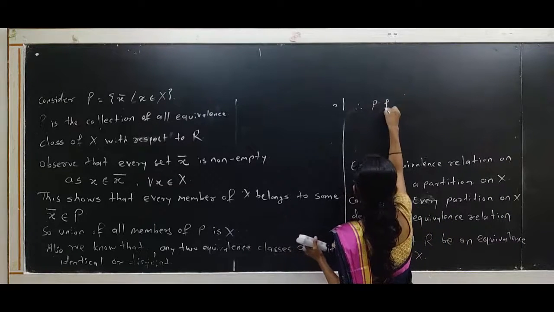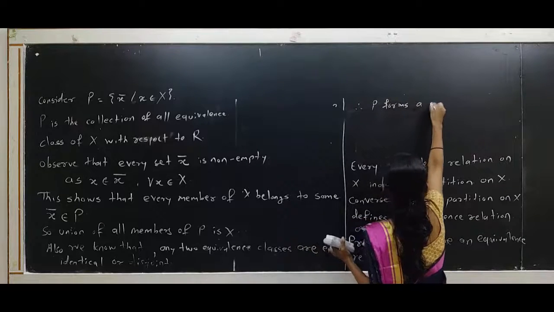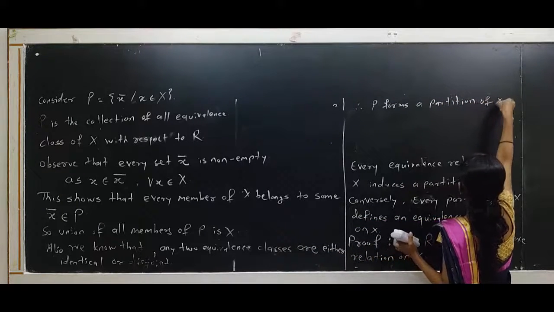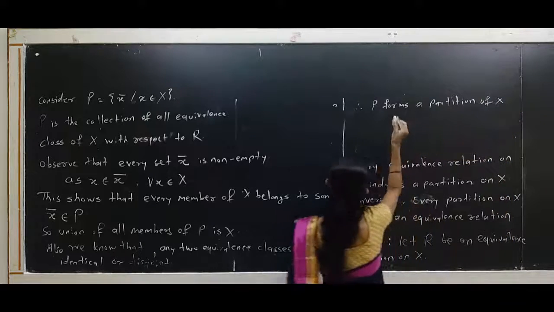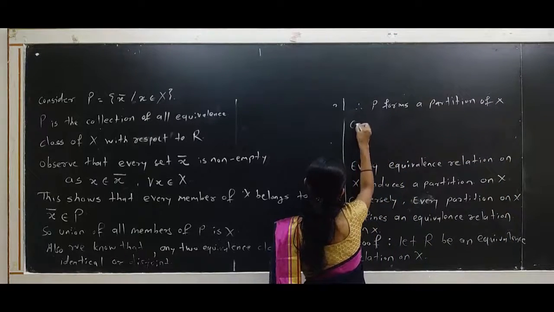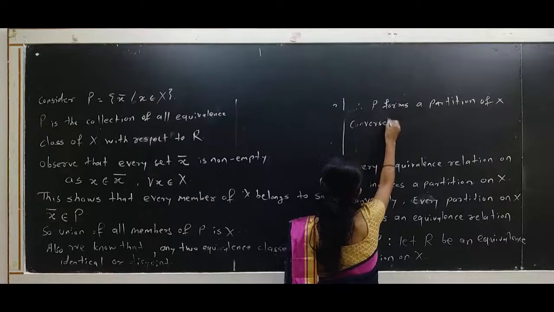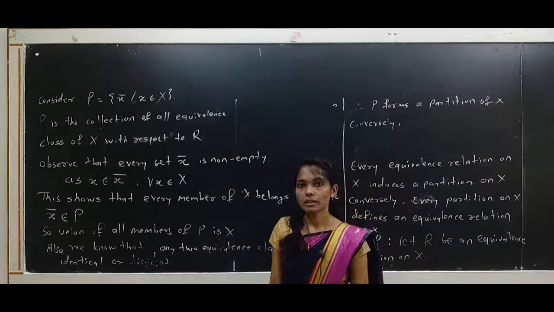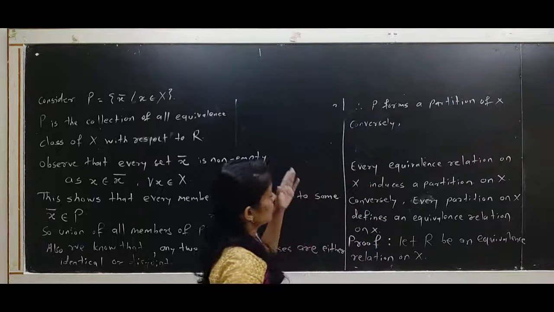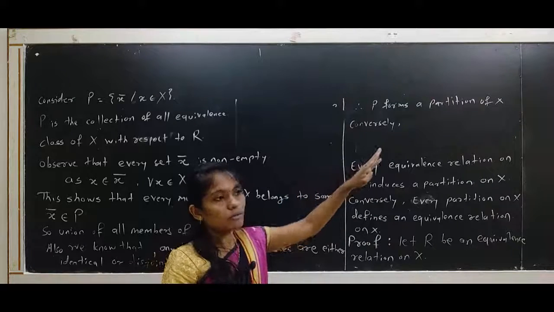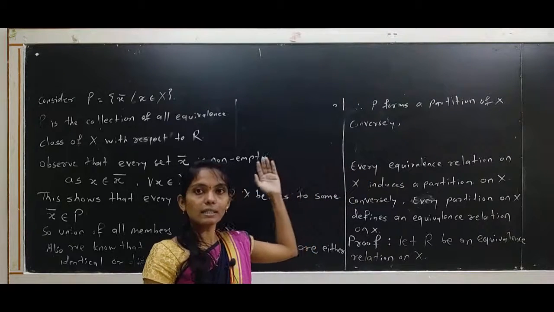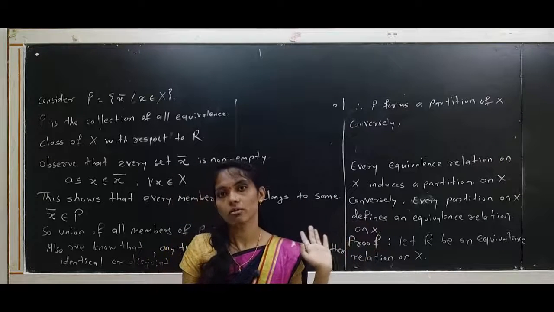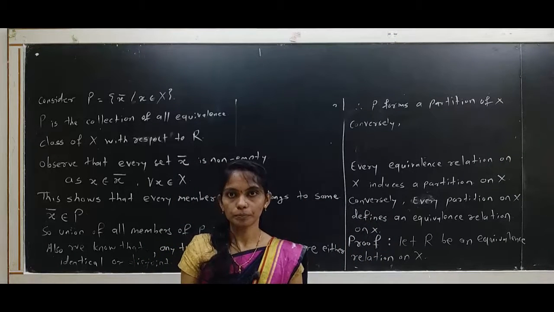Therefore, P forms a partition of set X. Okay. Now, conversely, in this converse part, we assume that P forms a partition of X, and we want to prove that every partition defines an equivalence relation.